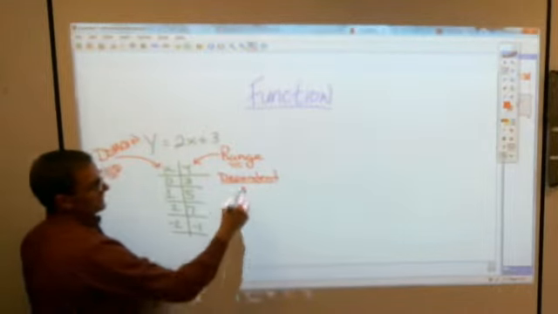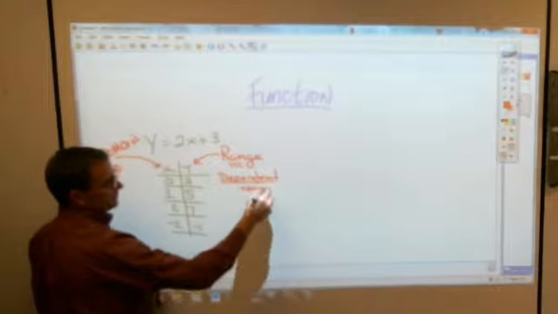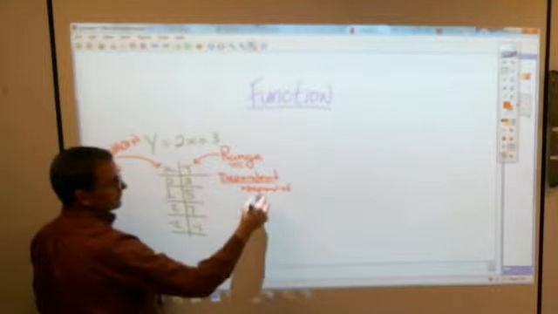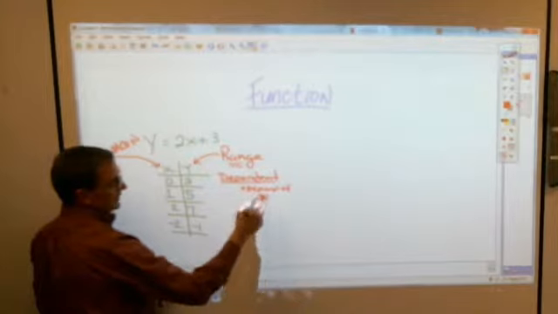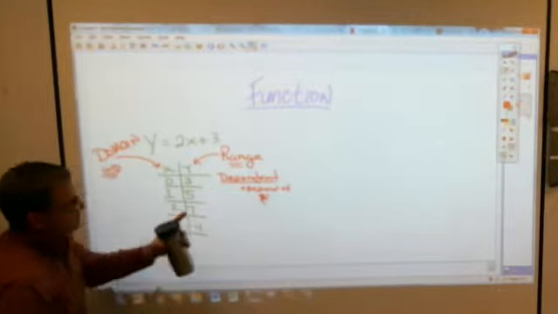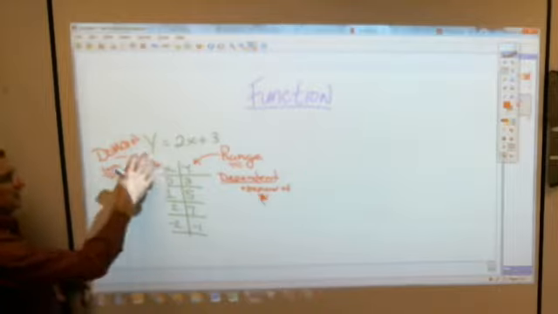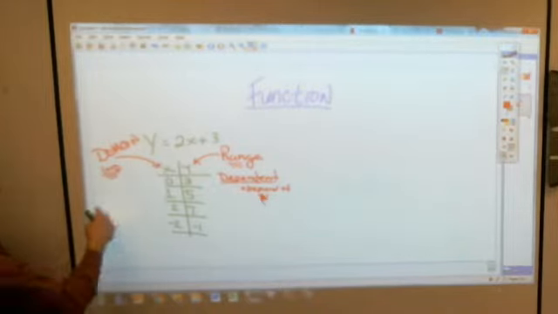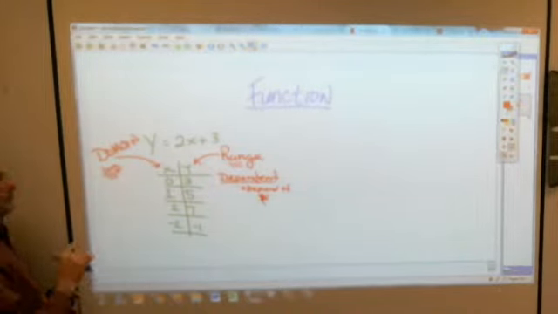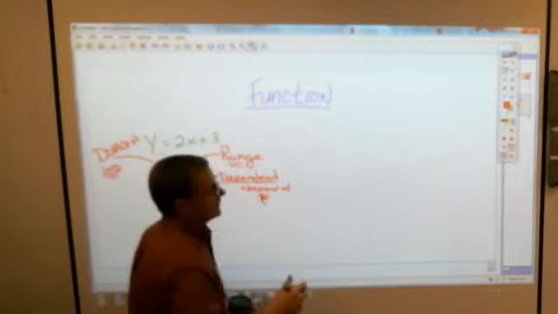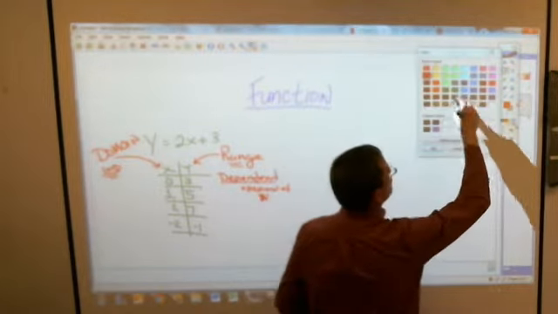They depend on x values. x doesn't depend on anything, you get to pick your x values. But these are dependent because they depend on x. The domain is independent, the range is dependent. Now before we talk about a function, we have to talk about what the book calls a relation.